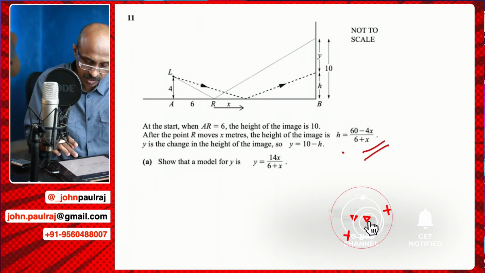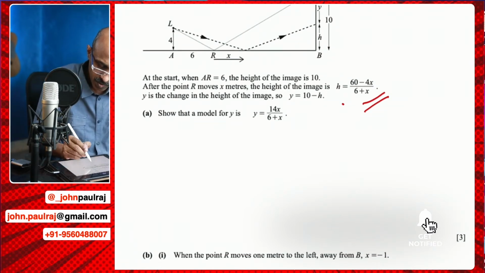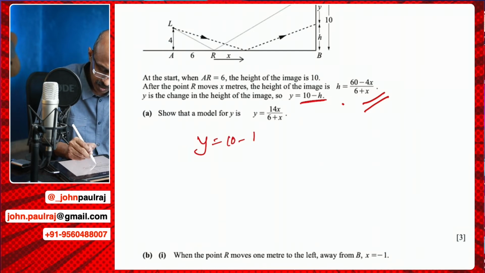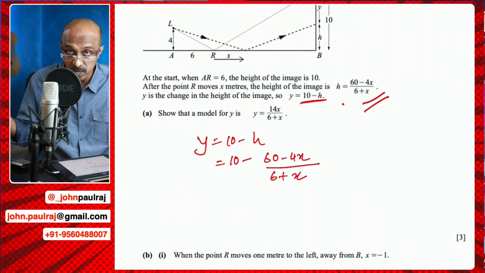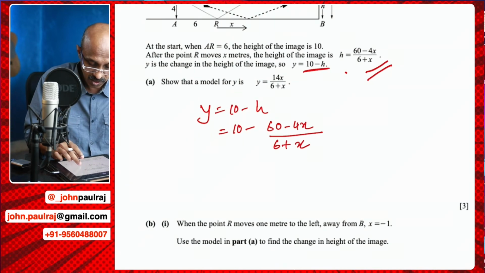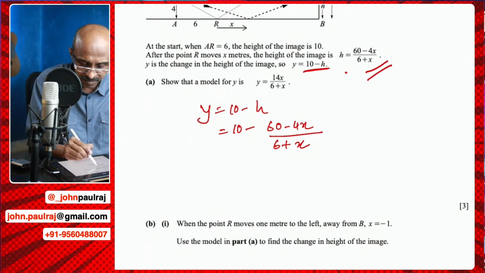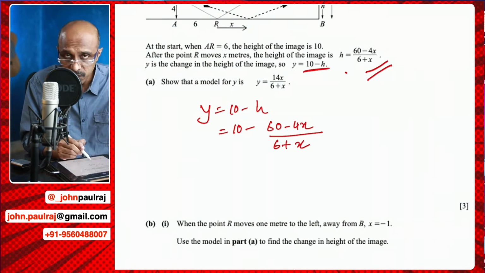All right, so let's do that. Y is going to be the change in height, right? So Y is equal to 10 minus H, but H is given by that expression. So just 10 minus 60 minus 4X, the whole thing over 6 plus X. Whenever they say show that, you have to show all the algebraic working. They're giving you the final expression that you need to bring it down to.